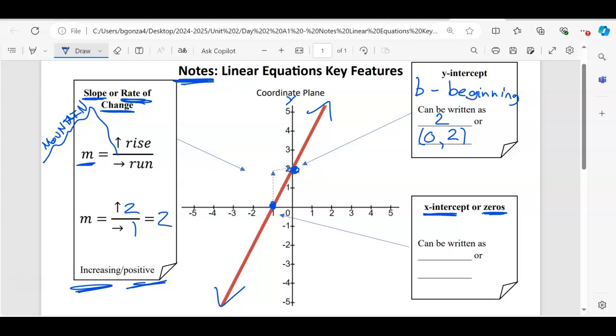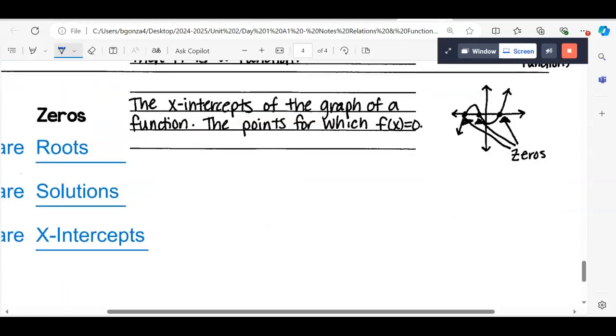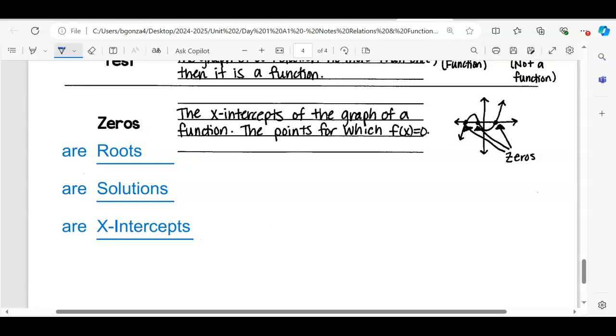All right, look. Here's our notes. It was at the end. Another name for an x-intercept and a 0 is a root and a solution. Does everyone see this list of 4 words?